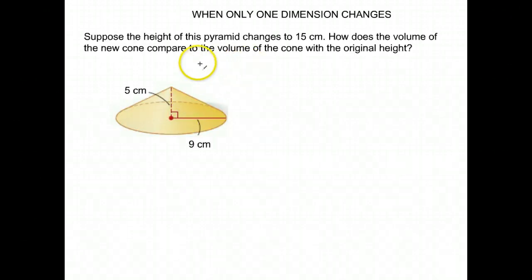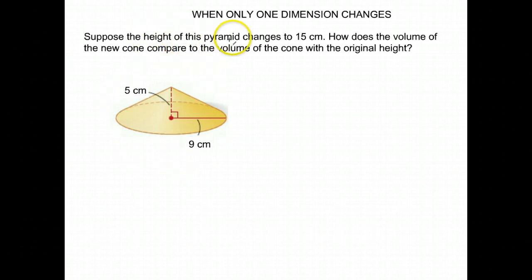Okay, here's an example. We talked about what happens with dimensions when you change both the radius and the height. But what happens if you only change one of the dimensions? Well, if you just change one of the dimensions, it's best to just investigate and find out what really does happen. So let's investigate with this example.